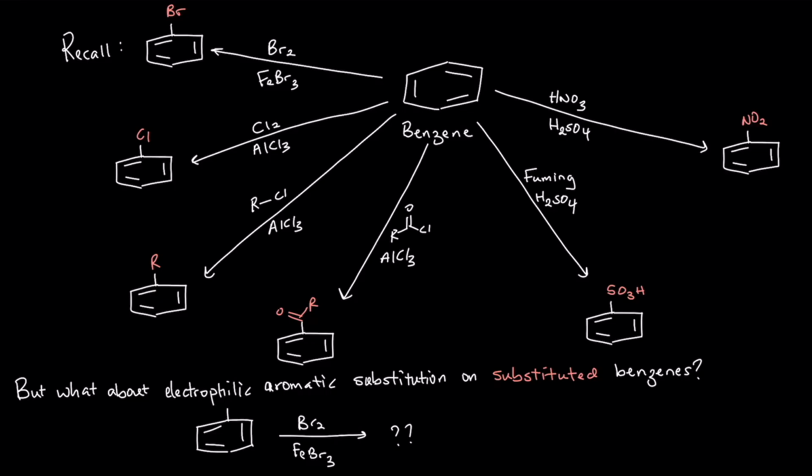But in all these reactions, we'd essentially just started by focusing on benzene as is, and then we started to add on specifically to that particular compound. But what if you wanted to do an electrophilic aromatic substitution on a benzene ring that is already substituted? So for example, if you take toluene and you react that with bromine in iron 3 bromide, the question is what kind of product are you going to get? And specifically, what regiochemical outcome of your product are you going to observe?